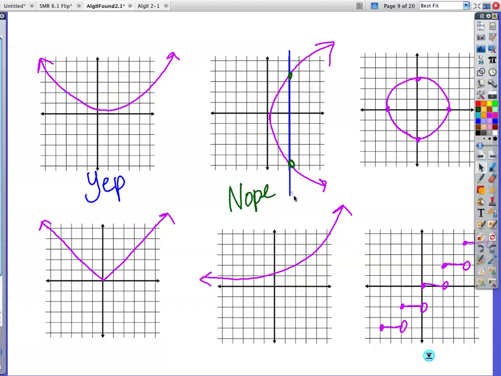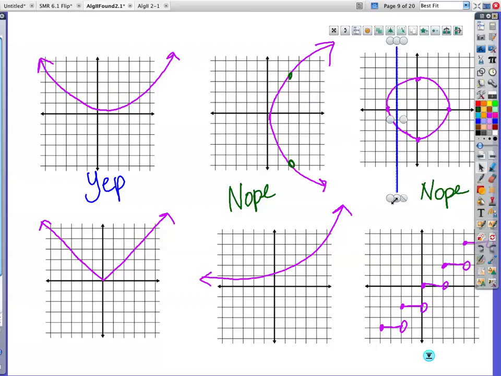Moving on. You did do this in Algebra 1, but it probably didn't stick too well. You know, it's like one of those things. Okay, as I move it across, we're good. We're good in this territory, but all of a sudden my line comes across and it hits in 2 places. So automatically, not a function. So we're going to call this nope.